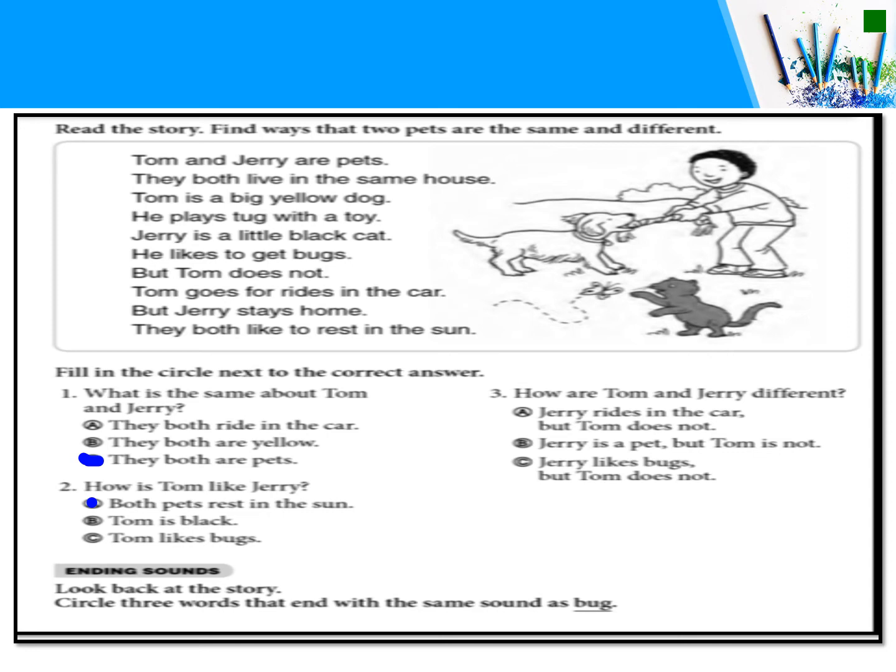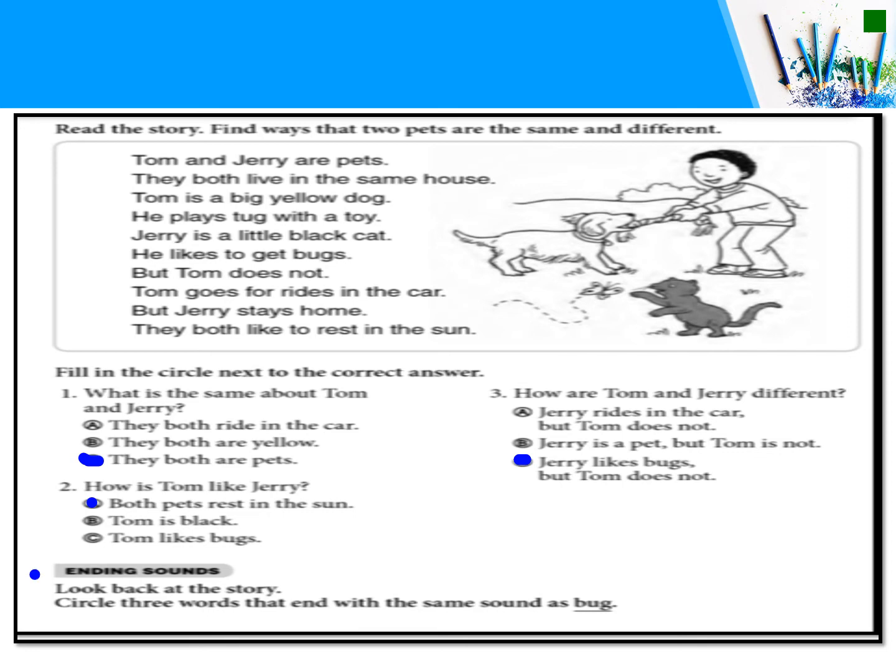So in the story it says, Jerry is a little black cat. He likes to get bugs. So Jerry likes to get bugs, but Tom does not. So C is the answer.